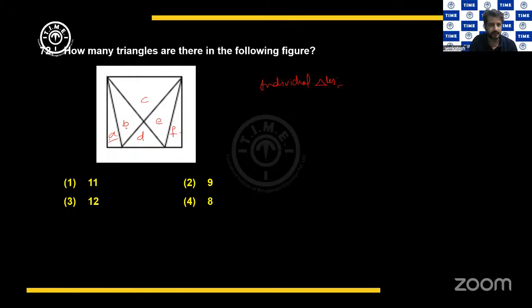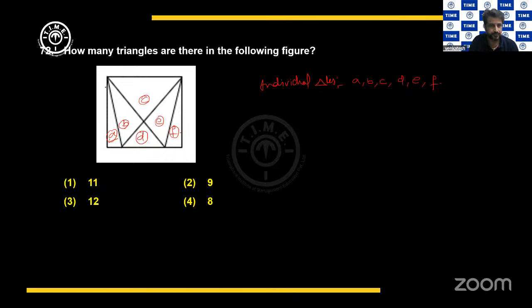A is one triangle. B is also one triangle. C is also one triangle. D is also one triangle. E is also one triangle. F is also one triangle. So how many individual triangles are there? 6. A, B, C, D, E, F are the triangles. Now, after that, find out the combination of two triangles.